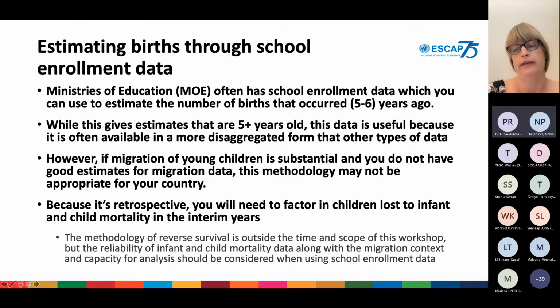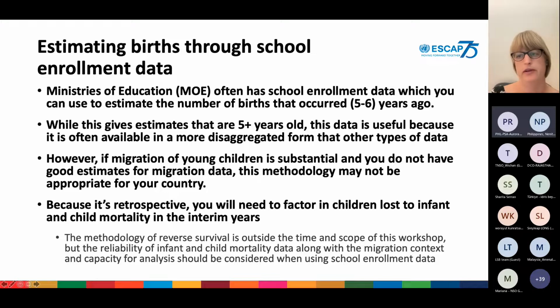So while this will give you estimates for birth registration completeness that are at least 5 years old, it is, like I just said, useful because you can disaggregate. But you have to keep in mind it won't necessarily be as timely. So if you used enrollment data for 2021, it'll be at least 5 years back, maybe 6 or 7, depending on your methodology. And another thing to consider is migration in the context of your country.